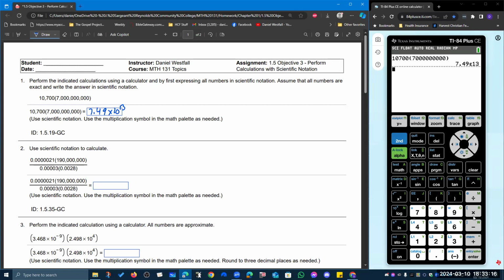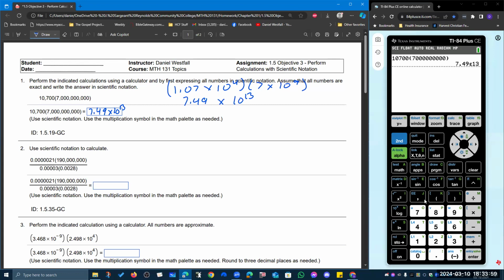Now I could have gotten that by hand, and I will show you how to get that by hand. The first one is 1.07 times 10 to the 4th. And the second one is 7 times 10 to the 9th. And 7 times 1.07 is 7.49. And 10 to the 4 plus 9 is 13. And there we go. Now it's going to get a lot easier for us moving forward to use the calculator.